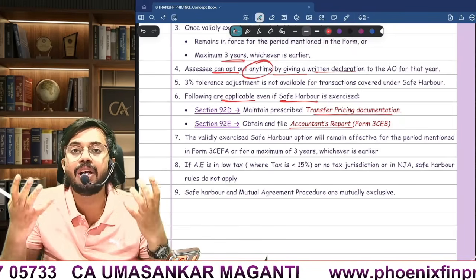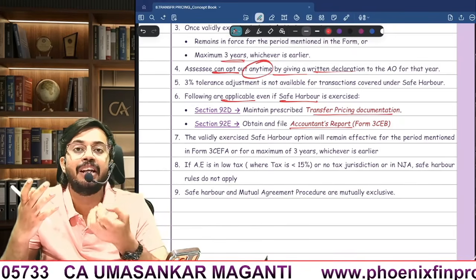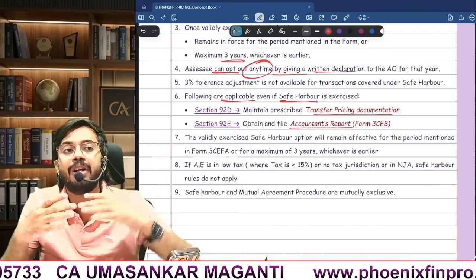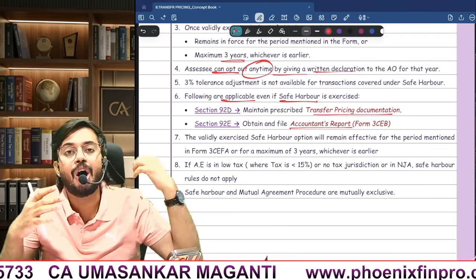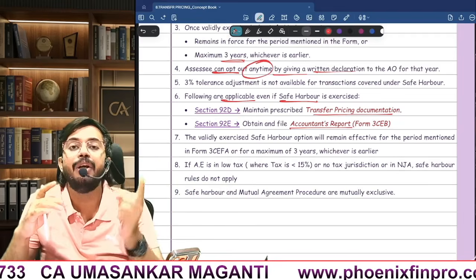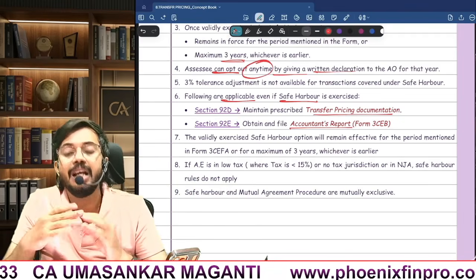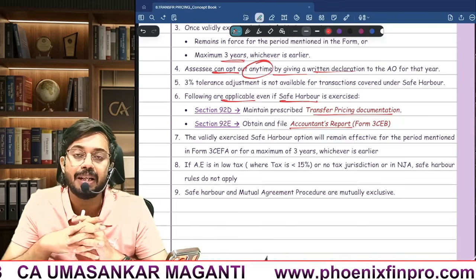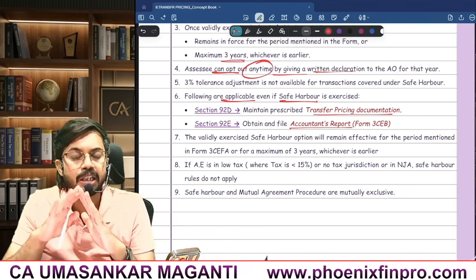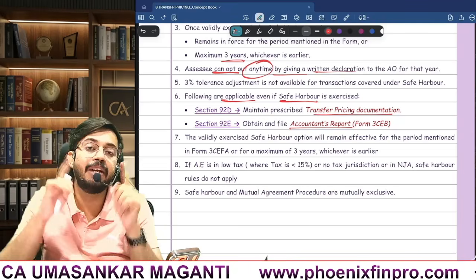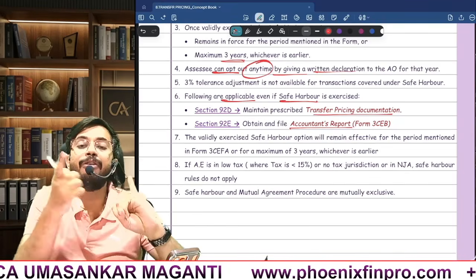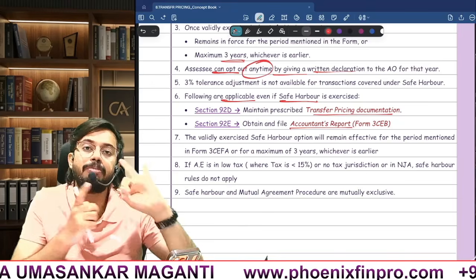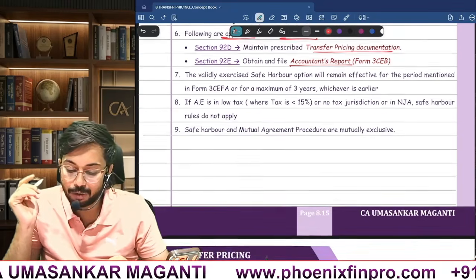Whatever the base data used in calculation of arm's length price, whatever your required documents are, all of them you have to maintain, and you have to maintain the safe harbor margin. Then whatever your actual price is will be accepted as arm's length price. So simply, crisply, even though safe harbor rules are applicable to you, still you have to maintain documentation. You have to get your books of accounts audited by a chartered accountant.